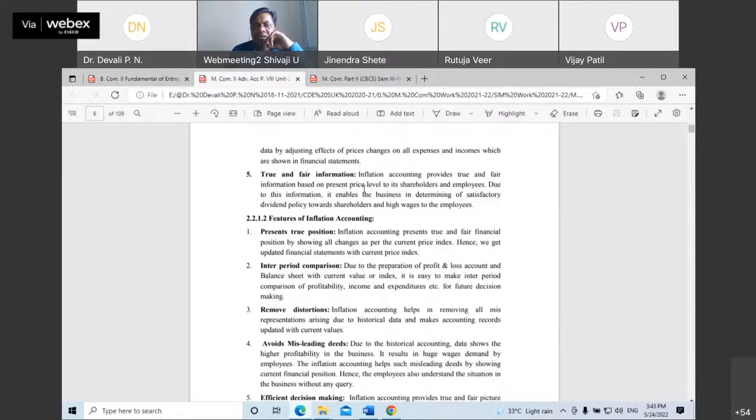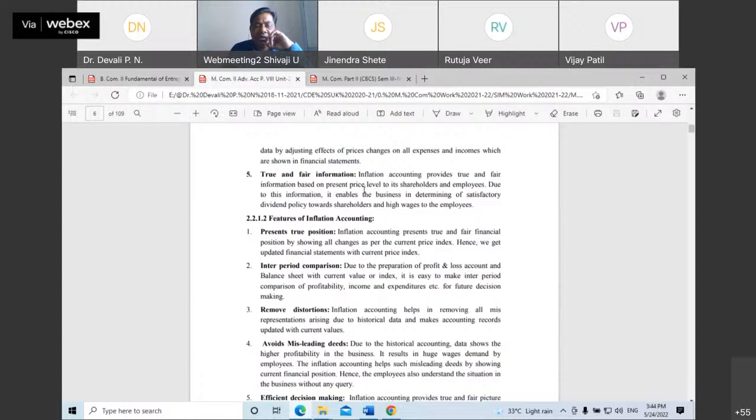So what is the current situation and what are the present price levels? With the help of the present price level, we provide information to the shareholders and the employees. It helps in the determination of the dividend policy with respect to the shareholders. Sometimes true and fair information is to be provided for the purpose of getting a high level of salary or wages for the employees.